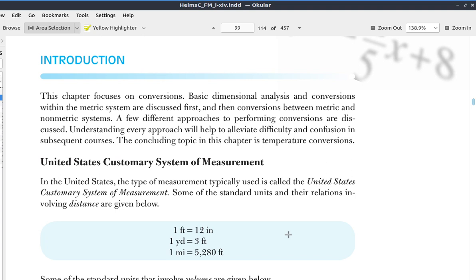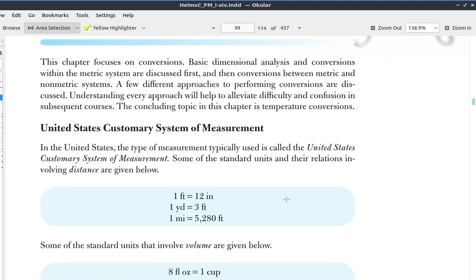Basic dimensional analysis and conversions within the metric system are discussed first, and then conversions between metric and non-metric systems. Alright, so a few different approaches to performing conversion are discussed. Understanding every approach will help to alleviate difficulty and confusion in subsequent courses. The concluding topic in this chapter is temperature conversion.